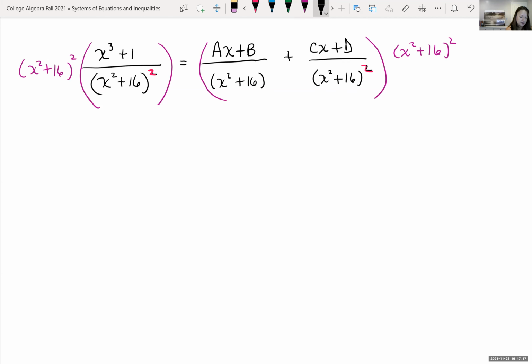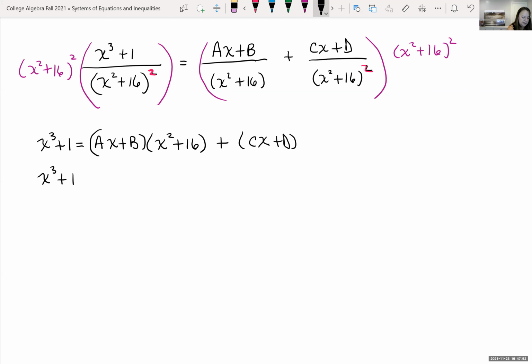And so on the left-hand side, we're left with x cubed plus 1 is equal to ax plus b, put that in parentheses because it's more than one term, all times only one of the x squared plus 16s cancel, so we're left with one of them. So all times x squared plus 16 plus cx plus d, and everything cancels when we distribute it. So expand the right-hand side by distributing.